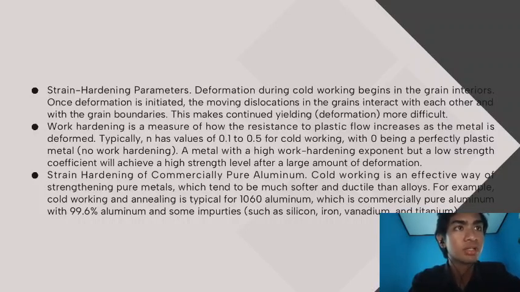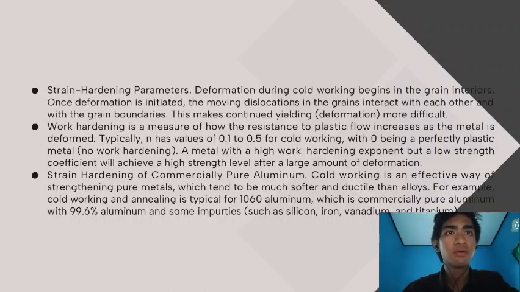Work hardening is a measure of how the resistance to plastic flow increases as a metal is deformed. Typically, N has a value of 0.1 to 0.5 for cold working, with 0 being a perfectly plastic metal. A metal with a high work hardening exponent but a low strength coefficient will achieve a high strength level after a large amount of deformation. Copper, brass, and low carbon steel are typical examples of metals that are cold worked to produce improved hardness and strength in the formed part.